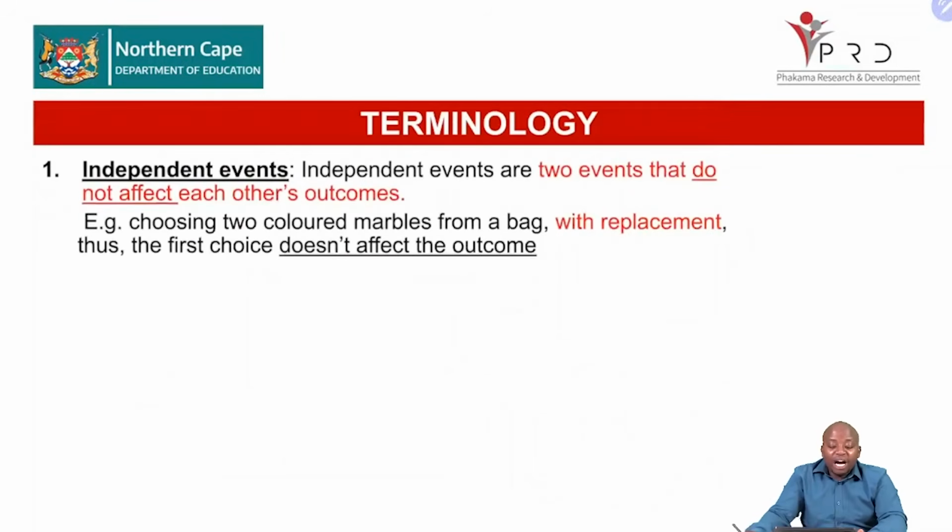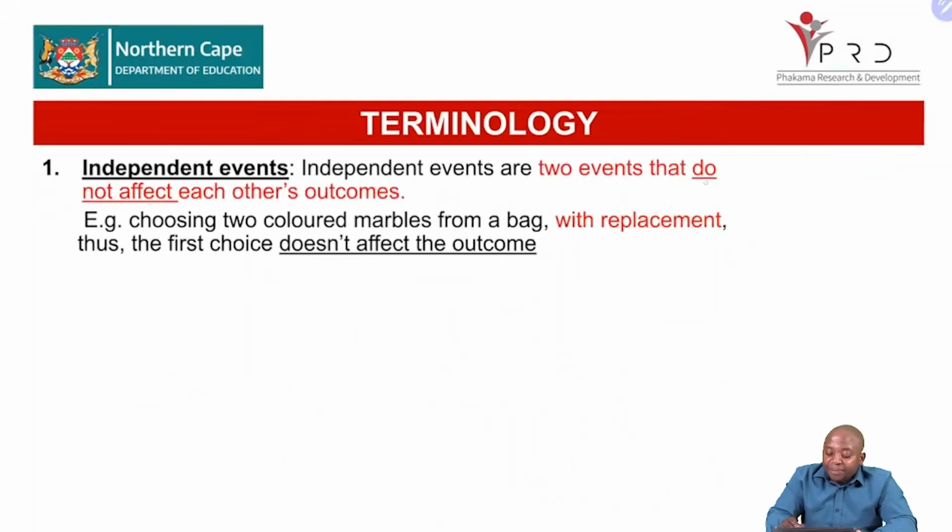Now, let us turn our attention to today's lesson. We must remember that independent events are two events that do not affect each other's outcome. What does it mean? That means the probability of selecting, let's say I have a bag of marbles here. I have maybe a red, green. So these are the marbles that I am having.